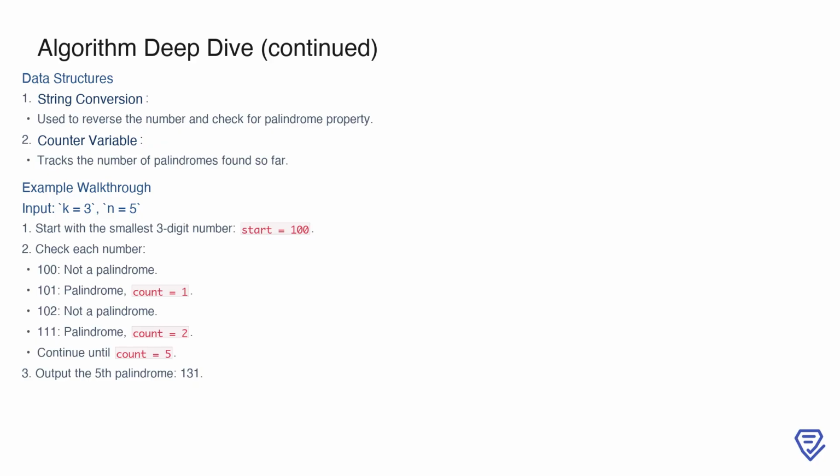The next, 101, is a palindrome, so we increment our counter to 1. We continue checking, 102 is not a palindrome, but 111 is, so we increment the counter to 2. Repeating this process, we keep finding palindromes and tracking the count until we reach the fifth, which is 131. This illustrates how the brute force method systematically examines each number, though it also highlights how inefficient this can be as the range of numbers grows.